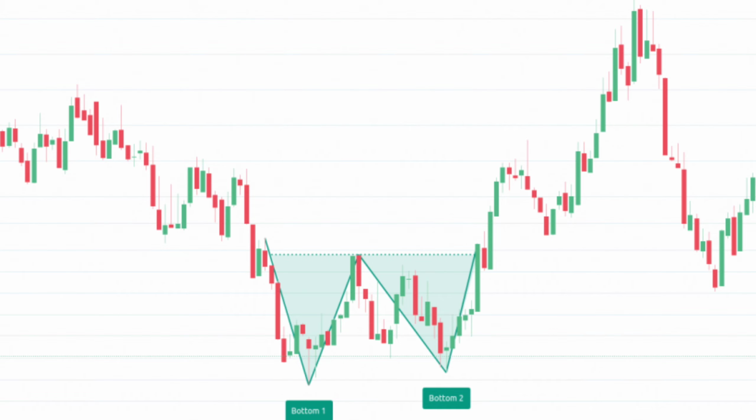Measure the pattern's depth. Measure the vertical distance between the lowest low, first bottom, and the peak formed between the two bottoms. This distance represents the pattern's depth.